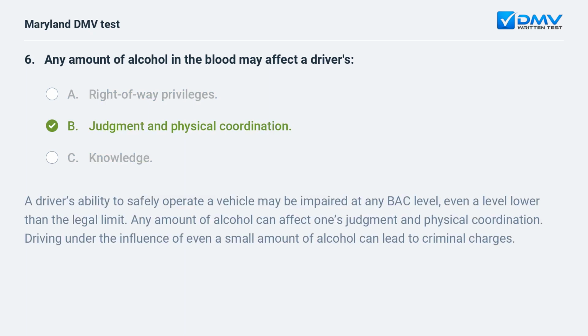B. judgment and physical coordination. A driver's ability to safely operate a vehicle may be impaired at any BAC level, even a level lower than the legal limit. Any amount of alcohol can affect one's judgment and physical coordination. Driving under the influence of even a small amount of alcohol can lead to criminal charges.